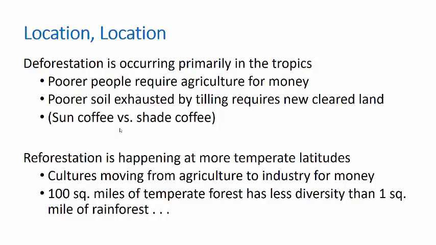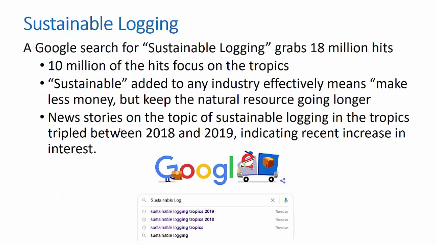All right, so that means that we really need to work on coming up with sustainable agricultural practices and sustainable logging, and that's become a big deal. Google searches, I like to use Google searches sometimes to show the popularity of ideas. Okay, if you type in sustainable logging, you're going to grab 18 million hits right now. If you add the word tropics to it, it only cuts the number by half. So most of the focus on sustainable logging is focused on the tropics because that's the place. We've got some sustainable logging going on in the temperate zones. It's the tropical zones that have the biggest impact.